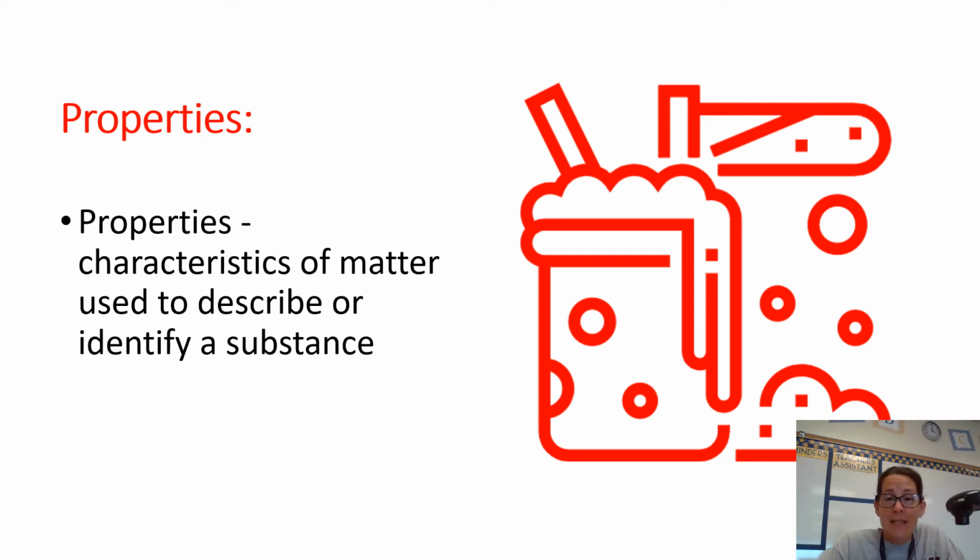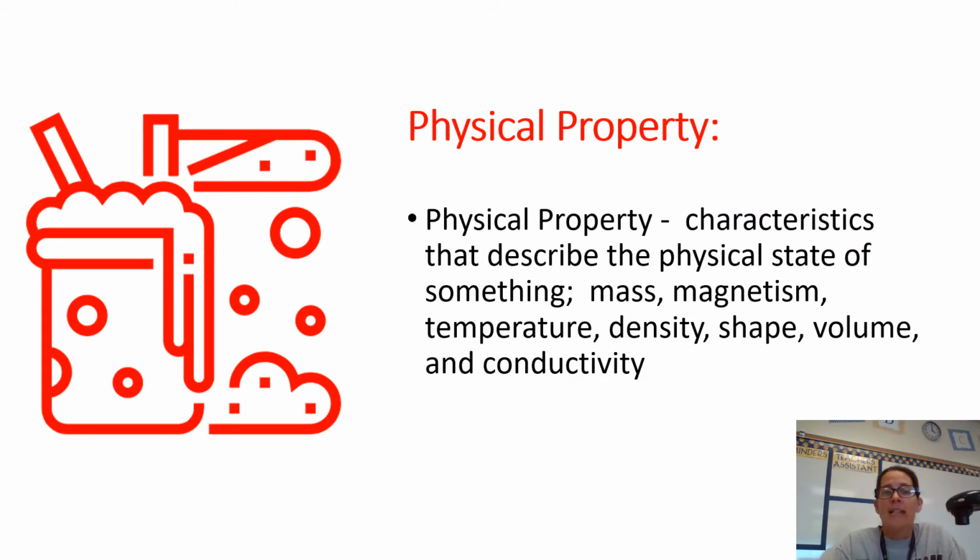So properties are characteristics of matter that are used to describe or identify a substance. And we're going to talk more about these in just a little while. A physical property is a characteristic that describes the physical state of something. We could say whatever the item's mass is, is it magnetic, what its temperature is, what its density is, its shape, its volume, and whether it can conduct electricity or not.